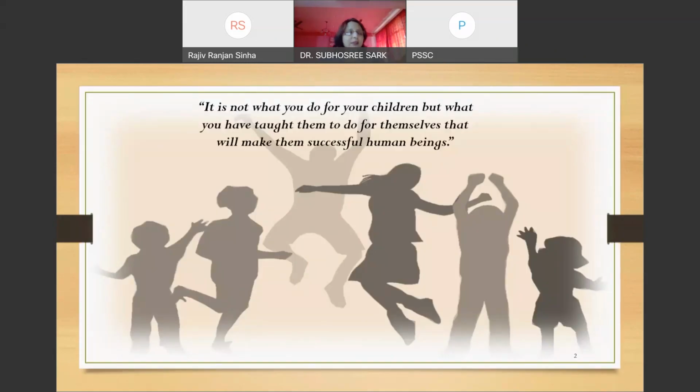What does this slide say? This slide says that what you do for your children is not what matters, but what you have taught them to do, with the aim of making them good human beings. So please use the chat box to write why teaching life skills to a student is important. Yes, please write it in the chat box.